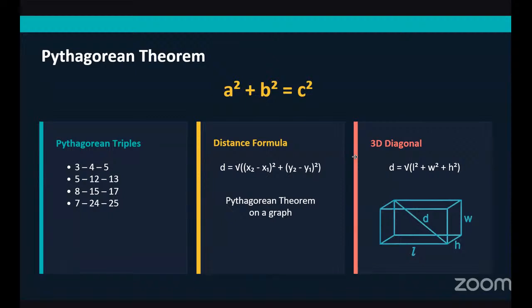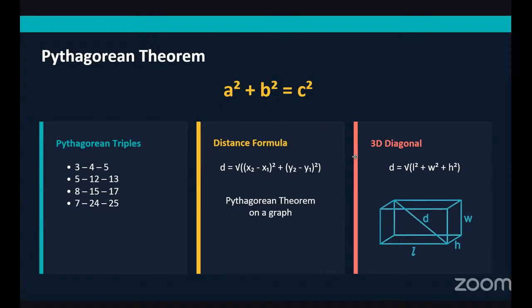For the distance formula, it's basically the Pythagorean theorem on a graph. So when you're given 2 points to find the distance between them, you would take the x's and subtract them and then square it. And then add that to the subtraction of the y's and then square that. And then if you find the square root of that, it would get you the distance. It's basically a squared plus b squared equals c squared.